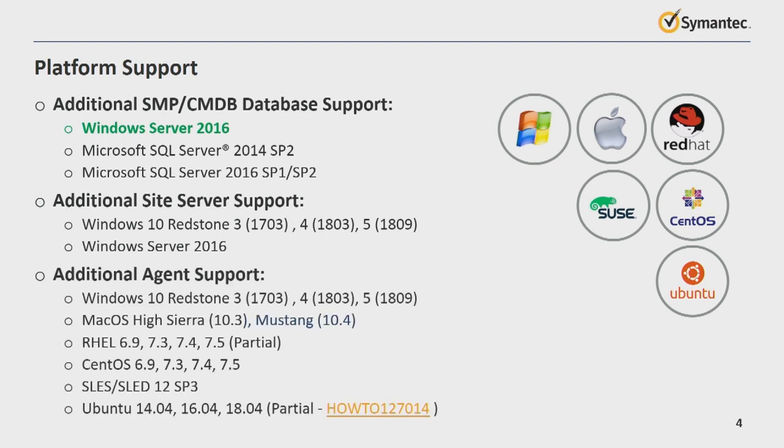And agent support, too many to name, right? So we're looking at all of the flavors of Windows 10 Redstone right across the board for the agent supportability. Mac OS, so 10.3, 10.4 with their pretty names. I should also mention that it's also 64-bit support now, whereas it wasn't in the last release. Red Hat, CentOS, as well as SUSE and Ubuntu. And there are some notes on 18.04 right now. There's a partial note on how to 12.7014 that you can check out. It'll show you some of the limitations. They're very small things. You still have a lot of the major functionality.